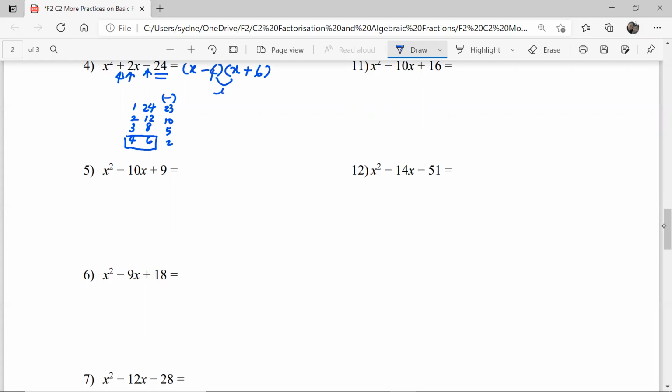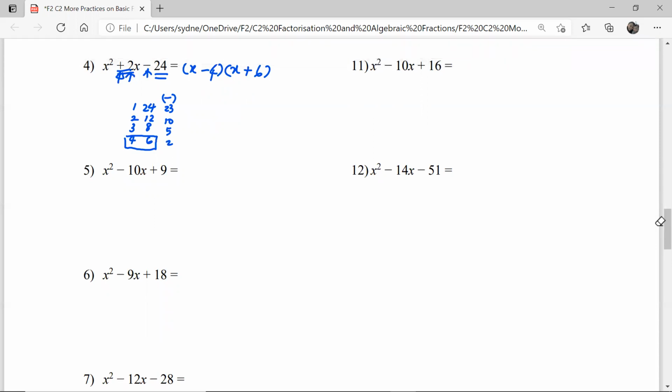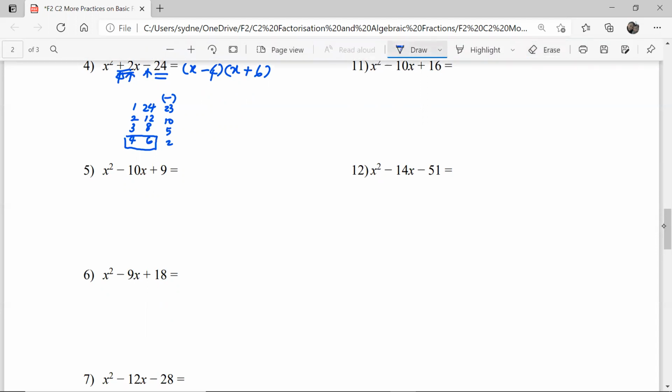So double check: negative 4x and positive 6x. Isn't it find the difference because they are different sign? So my final answer will get back positive 2x. So my factorization is correct after you double check, then you erase this. So your answer will be just these 2 brackets. Okay, let's move on. X squared, so it is x times x.